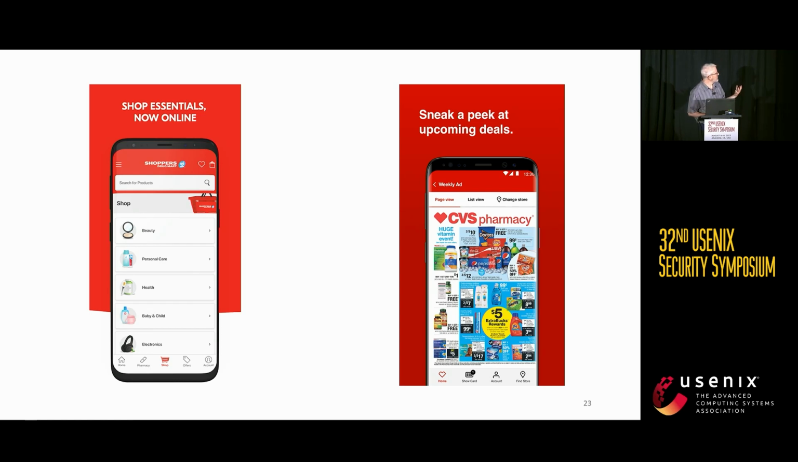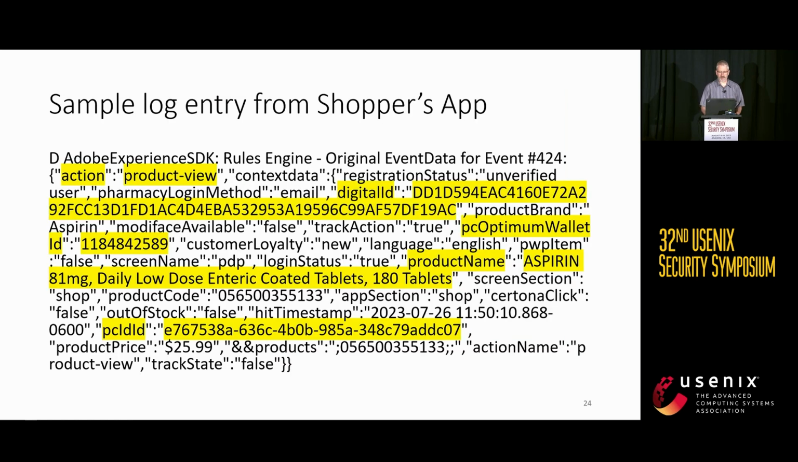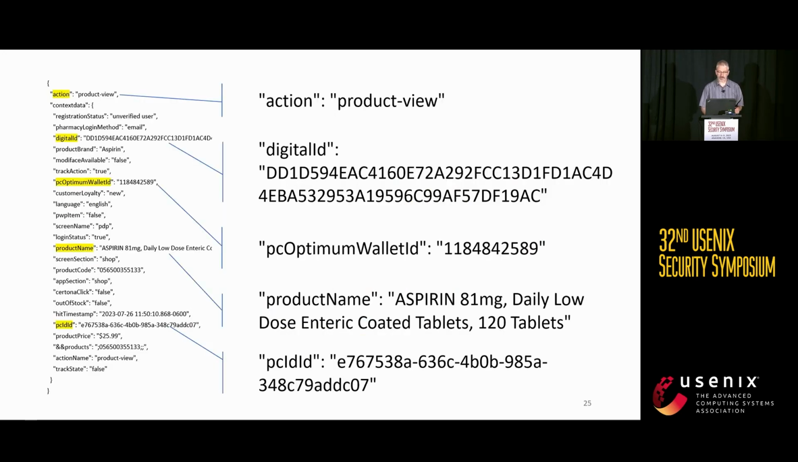So we examined a few apps manually and tried to execute them in a more realistic manner. CVS and Shoppers are two prominent pharmacies in North America that provide a lot of pharmacy type things. We found logs tagged as Adobe Experience SDK that detail the user's actions throughout. This is a sample from the Shoppers Drug Mart version, with the JSON object that was packed in the log entry spread out and highlighted.